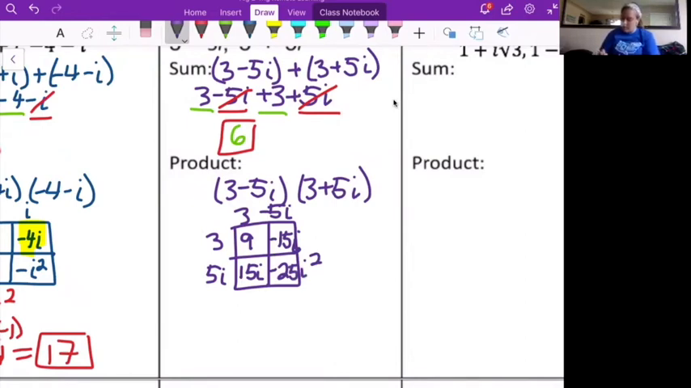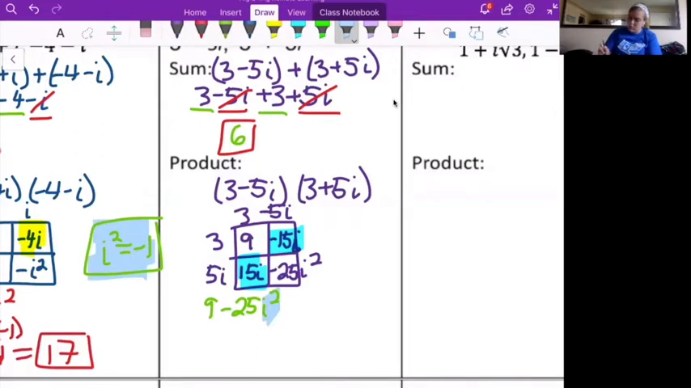So then again, when we combine like terms, these two are going to end up canceling each other out. And so then we would have 9 minus 25i squared. And again, remember that i squared is -1. This is a big thing that's going to continue to come up. So then this would be 9 minus 25 times -1. So 9 plus 25, which would give us 34.